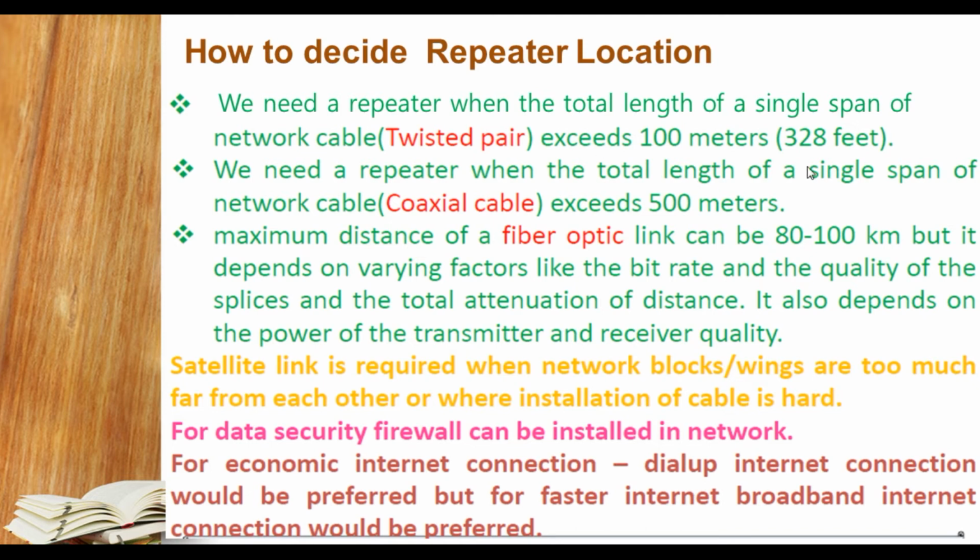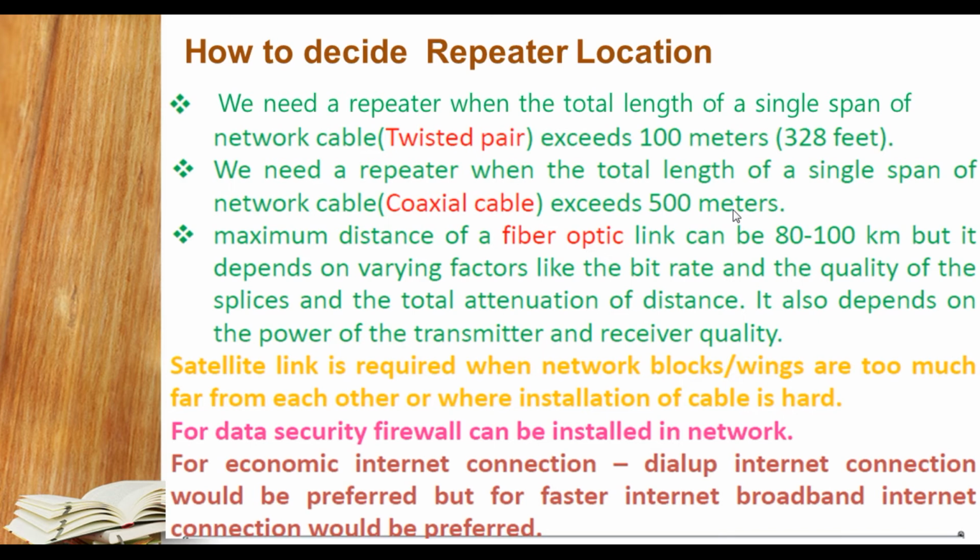Second point, we need a repeater when the total length of a single span of cable is 500 meters for coaxial cable. According to which cable you are using, the distance will change: 100 meters in twisted pair cable and 500 meters in coaxial cable, and the maximum distance of a fiber optic cable link is 80 to 100 kilometers. As you know, fiber optic cable is the fastest information-transferring cable link.